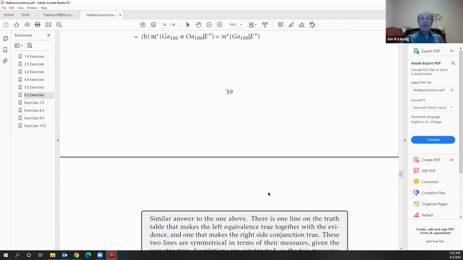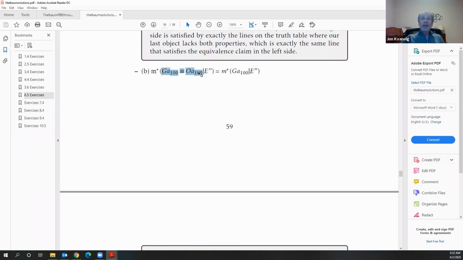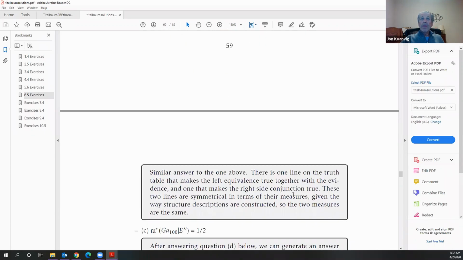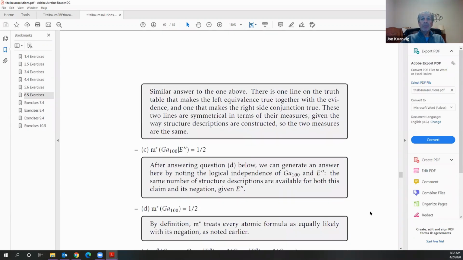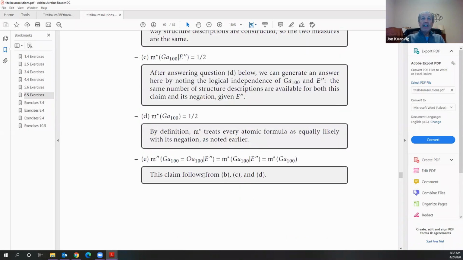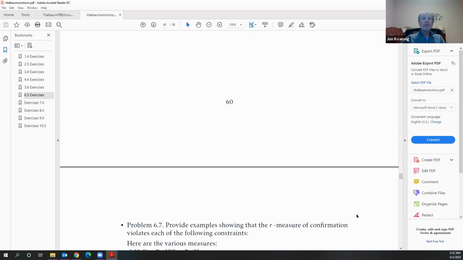take the left side, the equivalence claim, together conjoined to the evidence. There's exactly one line on the truth table that makes the left equivalence true together with the evidence. And there's exactly one, not the same one, but exactly one that makes the right side true. These two lines are symmetrical in terms of the measures given the way structure descriptions are constructed. So the two measures are the same. And then E follows from B, C, and D, and we're done with the problem.